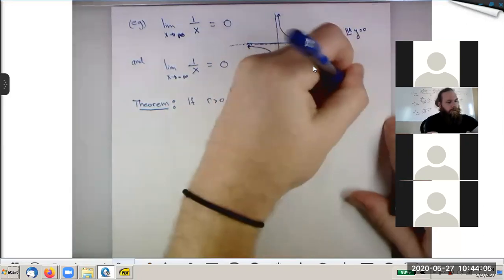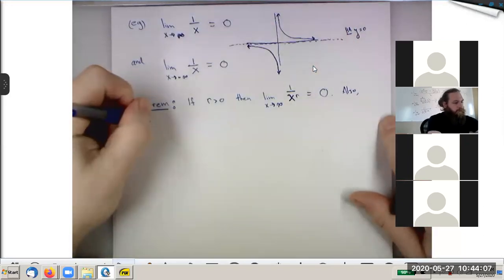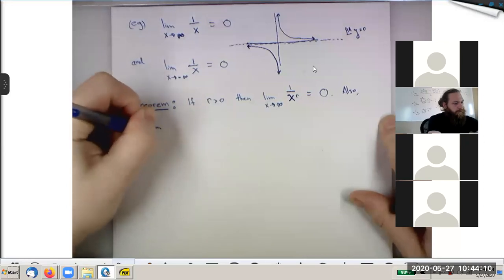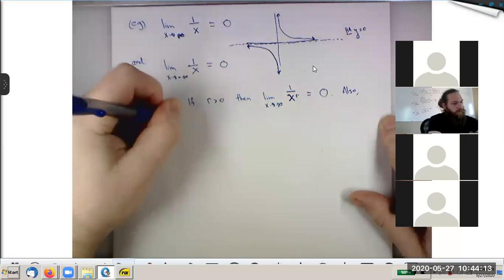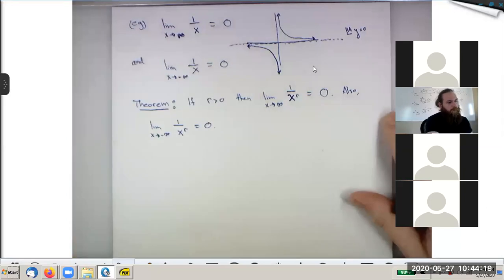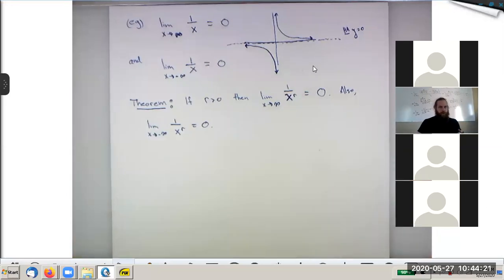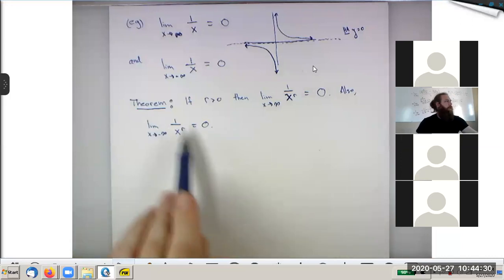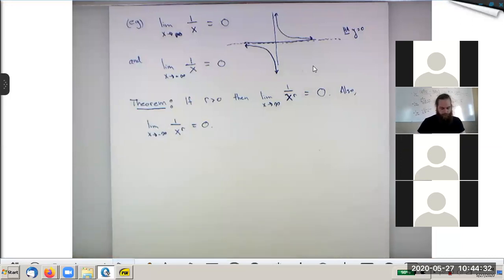Also, the limit as x goes to negative infinity of 1 over x to the r will be 0, as long as the function is defined for negative values. That is, if r is a number like 1/2, then I can't plug in negative numbers here, so that function wouldn't be defined. But for any number r such that that function is defined for negative inputs, you can be guaranteed that the limit at plus and minus infinity will be 0 if you're just looking at 1 over x to the r.